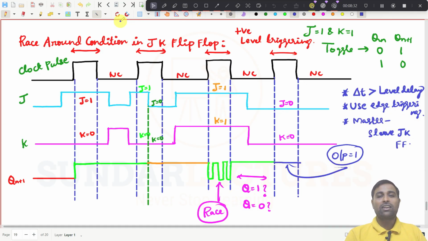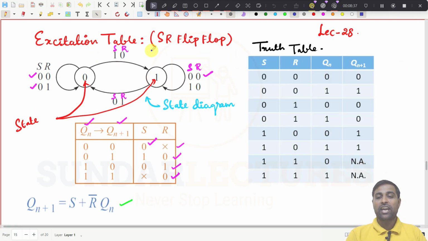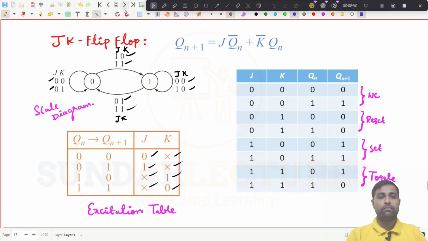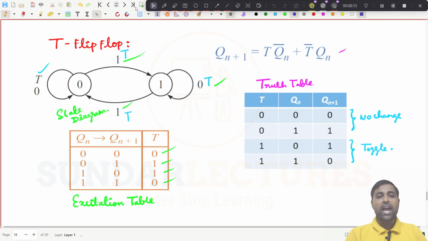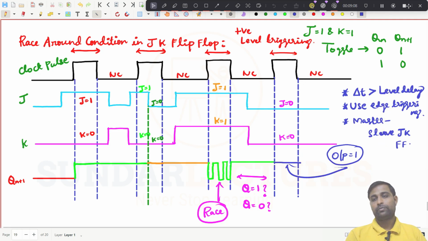So what are all the topics we have seen in this class? We started with the excitation table, and we have written this excitation table using the state diagram for all the flip flops. This is for SR flip flop, this is for D flip flop, this is for JK flip flop, and this is for T flip flop. And we have seen what the race around condition in JK flip flop is, and how we can avoid it. We can use these three methods that we will see in the next class. Thank you.